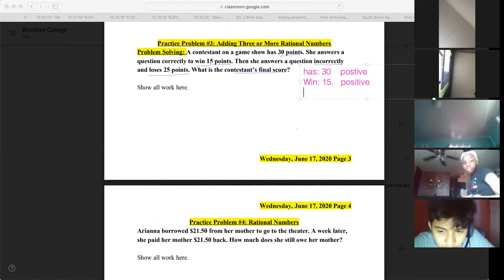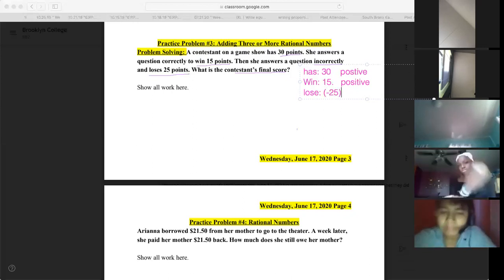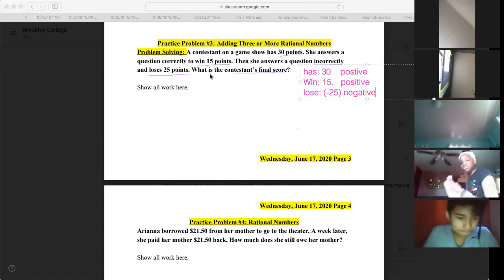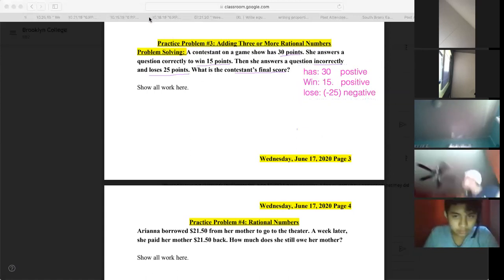Now, the next part. You lose. Negative or positive? Negative. Negative 25. Please write these notes down. Now, all right, Mel. So now, what do you think we're going to do here? What are we going to do with 30, 15, and negative 25 to figure out the final score? What makes the most sense here?